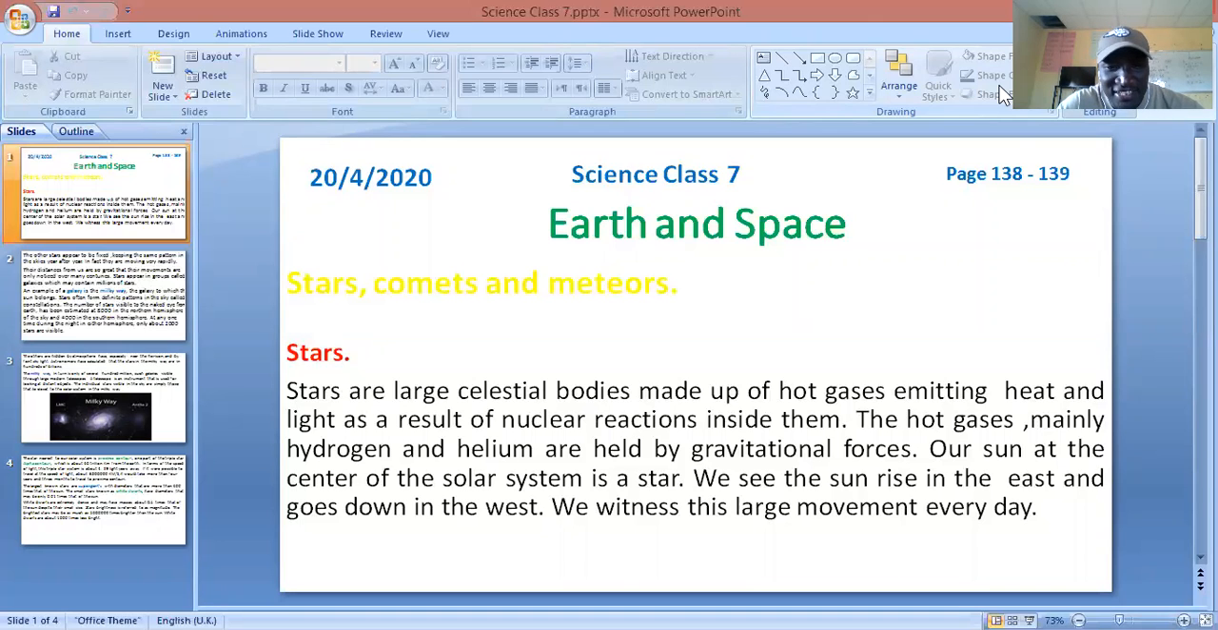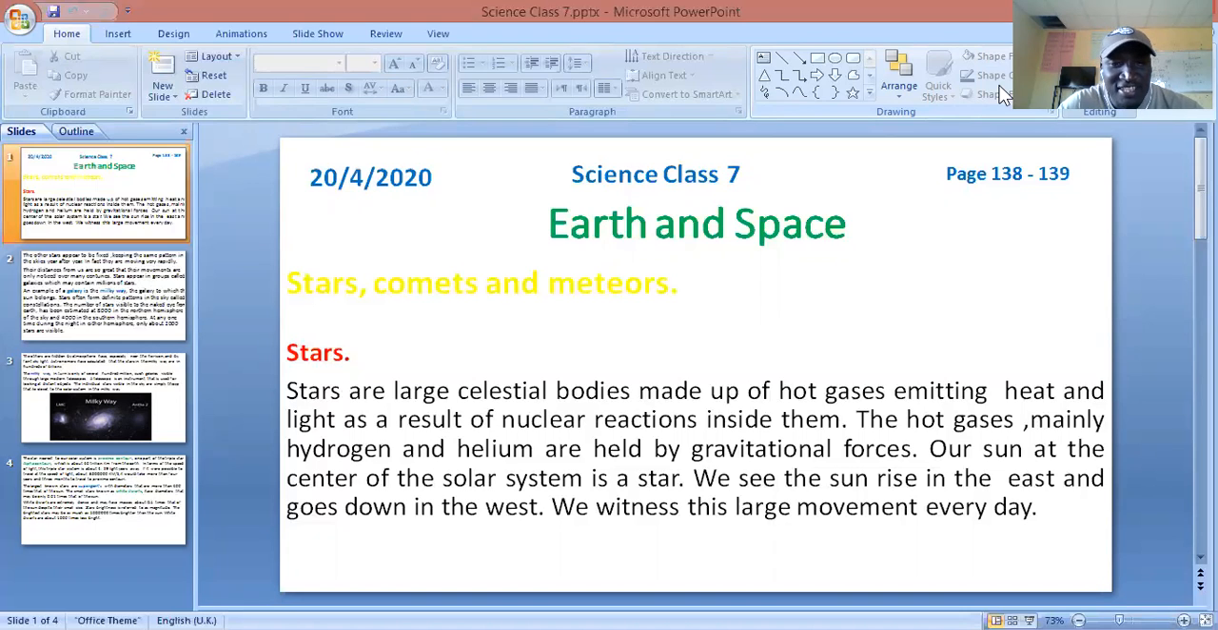Stars are large celestial bodies made up of hot gases emitting heat and light as a result of nuclear reactions inside them. Meaning, these hot gases are mainly hydrogen and helium. The symbol for hydrogen is capital H, and the symbol for helium is capital H, small e. That is the symbol of hydrogen and helium respectively.